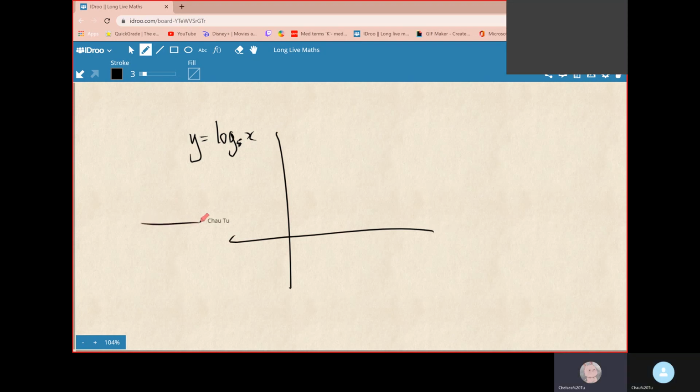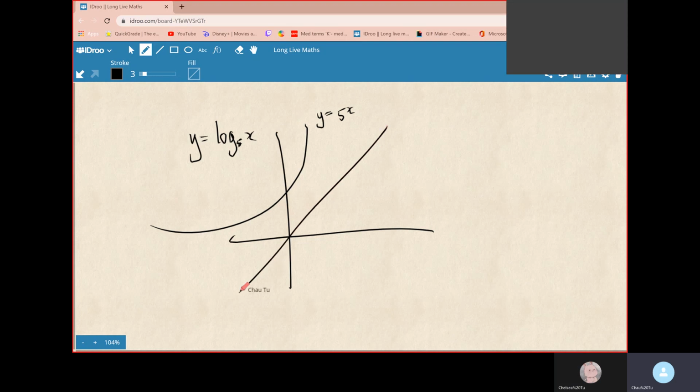The inverse of what? Not the inverse, the opposite of log base 5 of x. What's the equation of this line? 5 to the power of x. Yeah. So that log thing is really a reflection along the diagonal.